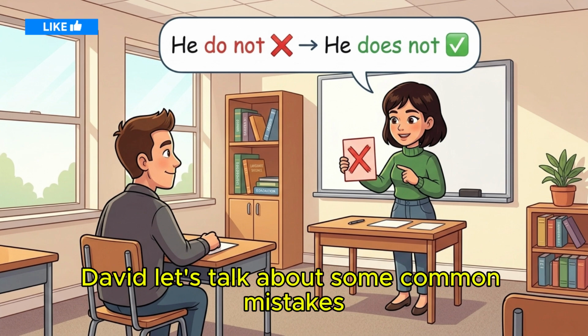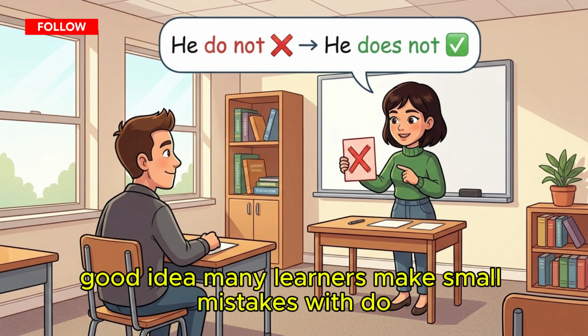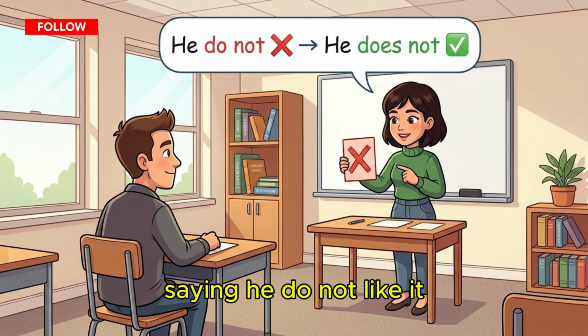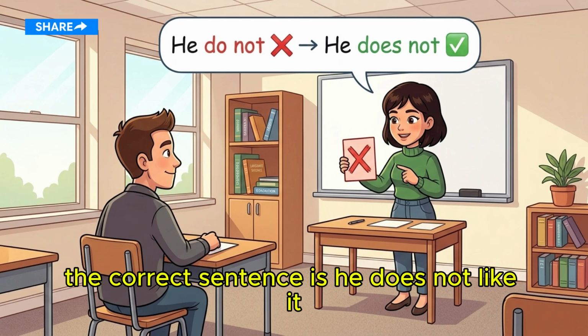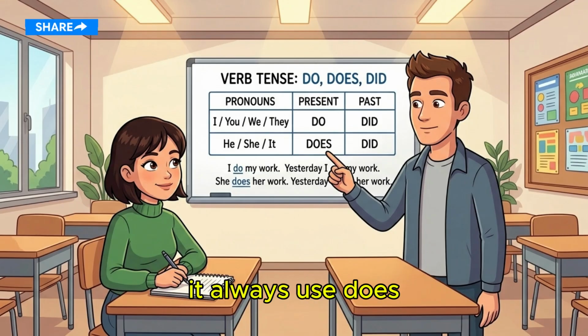David, let's talk about some common mistakes. Good idea. Many learners make small mistakes with do, does, and did. Mistake number 1, saying, he do not like it. The correct sentence is, he does not like it. Remember, with he, she, it, always use does.